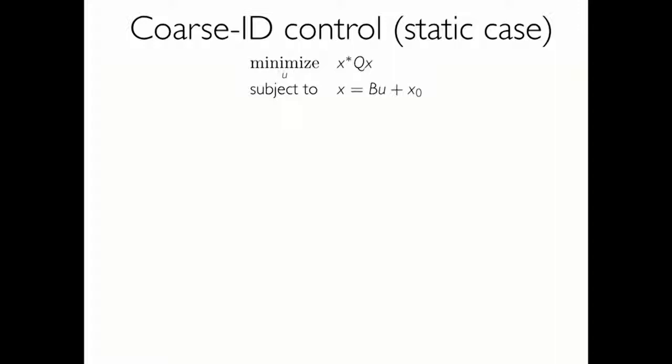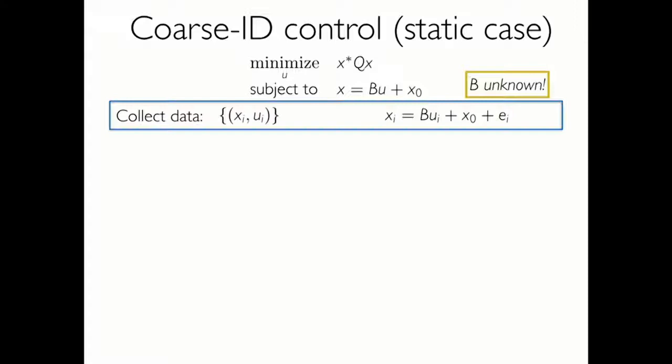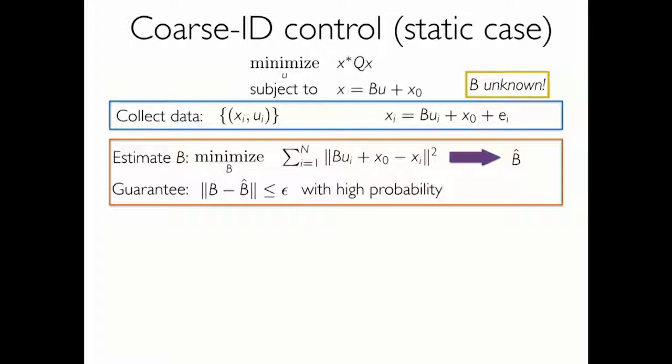And here's my one-step LQR problem. I want to minimize the cost subject to one equation. Okay, so for one step, and we assume that B is unknown, we can collect data. That's easy. And then we could do an estimate to minimize B. So minimize with respect to B, the least squares estimate, given all that data. And this will give me an estimate, but using either something like the bootstrap or using large deviation inequalities, I can also estimate how close the true B is to the B hat. There's lots of ways to get good estimates of how close these two are without knowing it exactly.